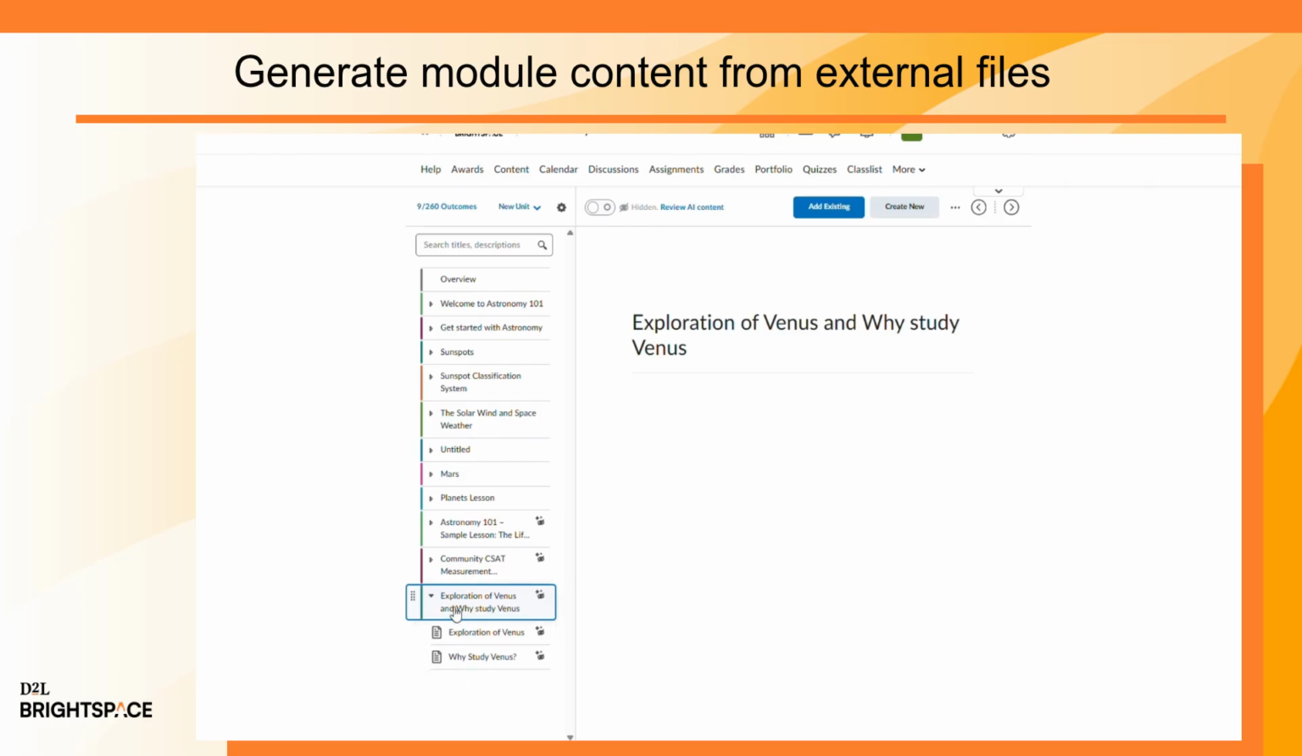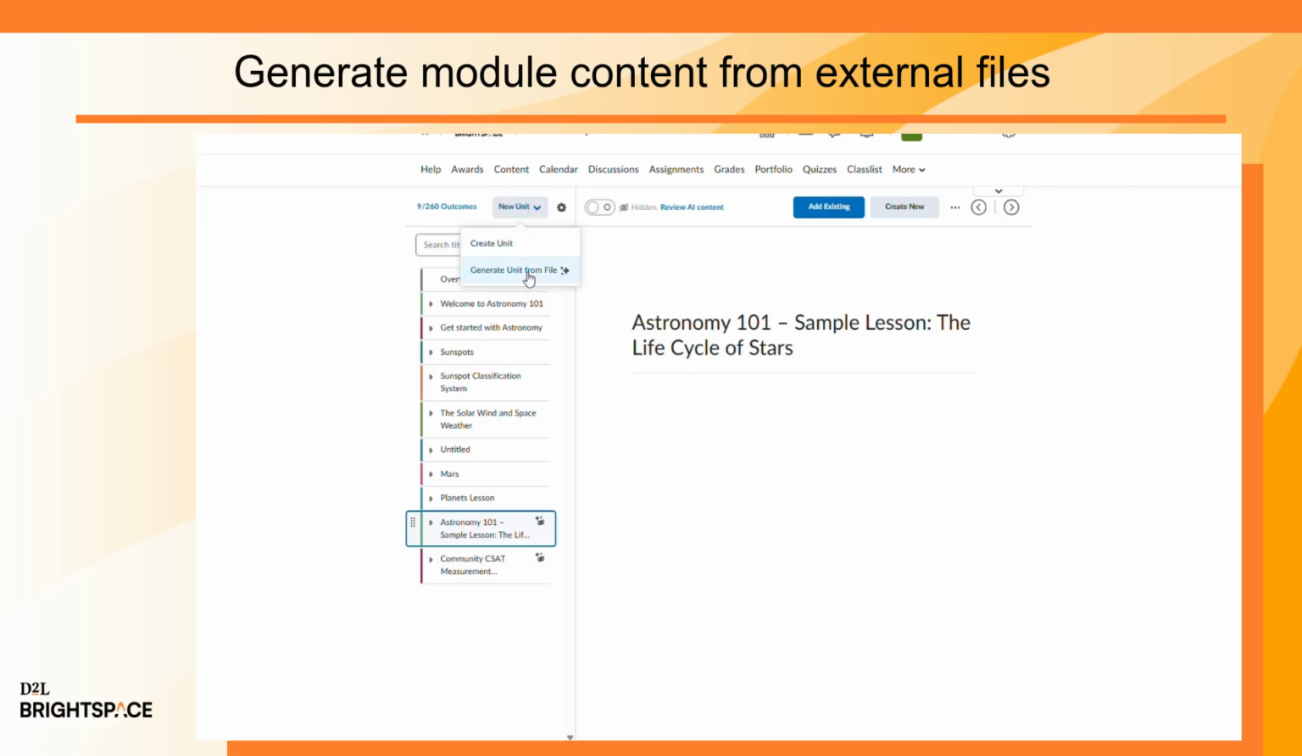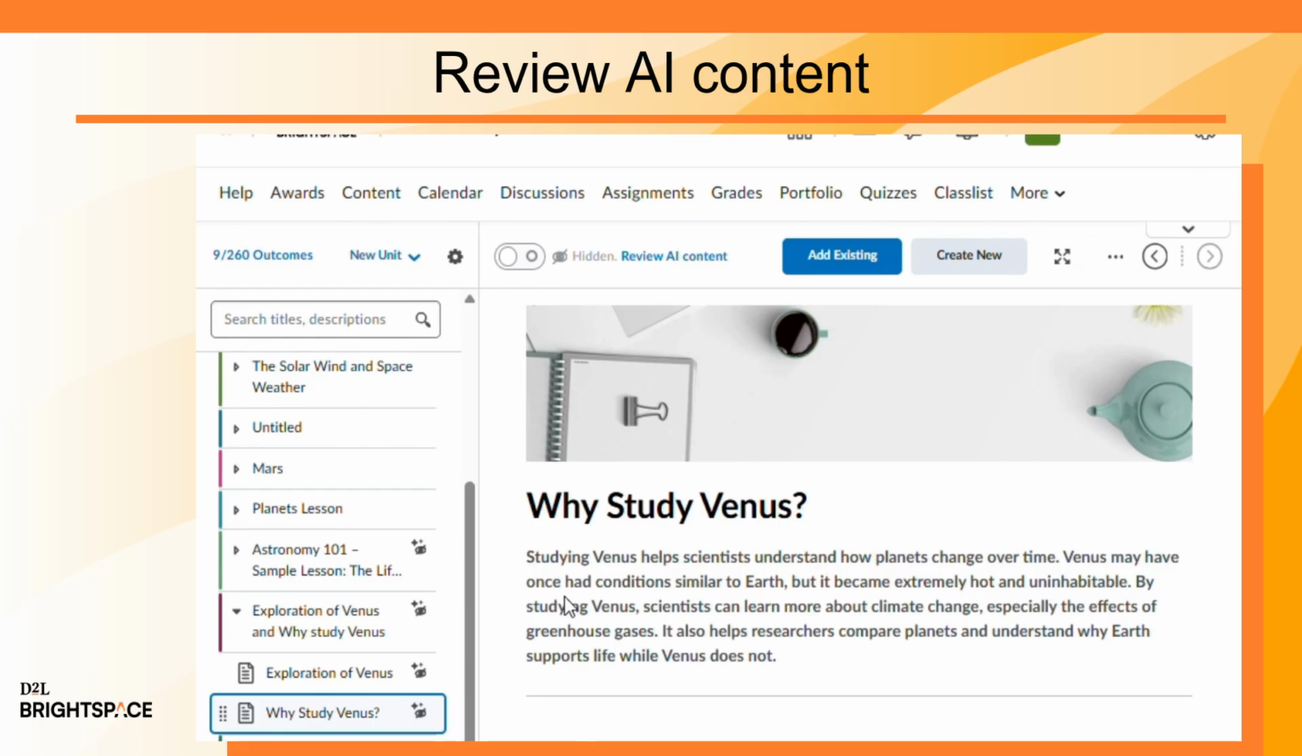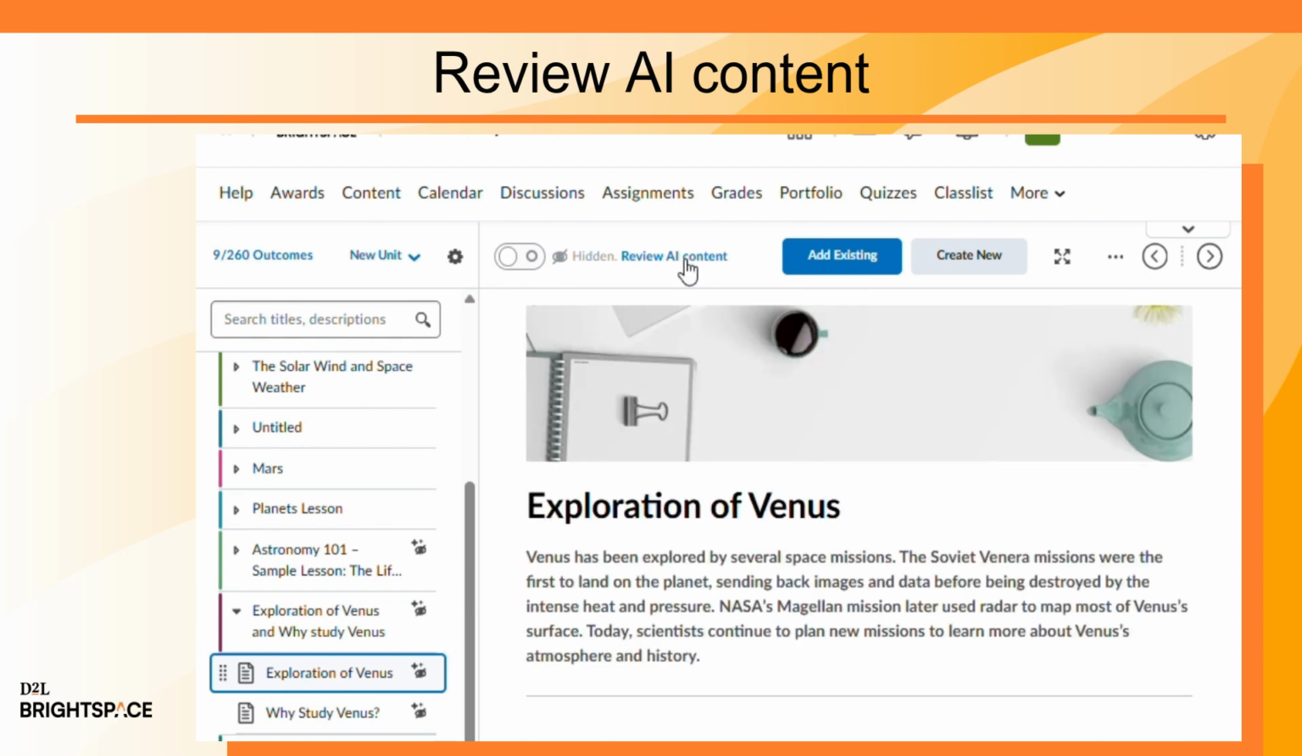The generated module activities are added to your content in a hidden and locked state. Review the content before you unlock it and make it visible to learners. To review AI content, click the AI-generated content and click Review AI Content. Do one of the following.